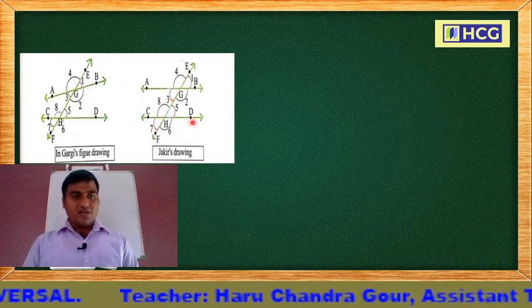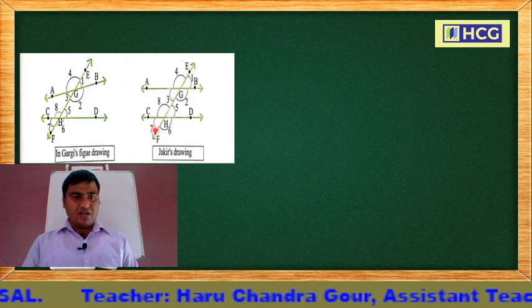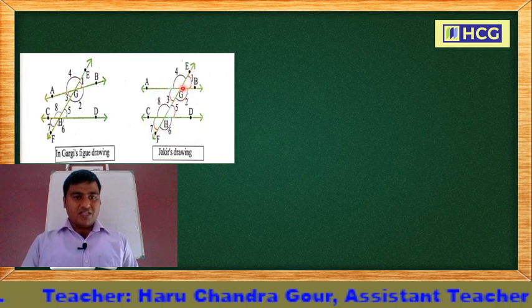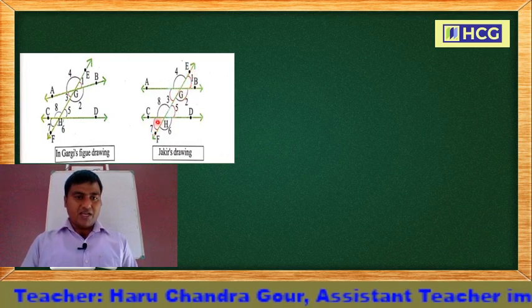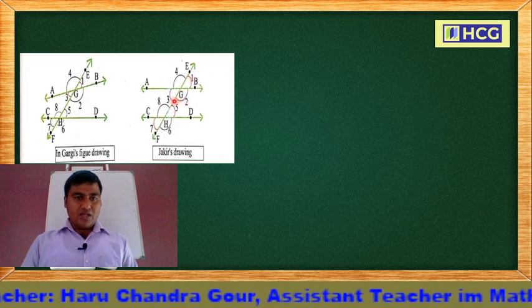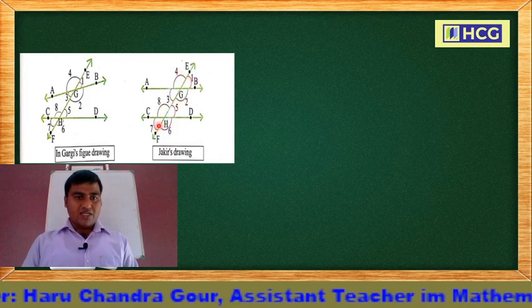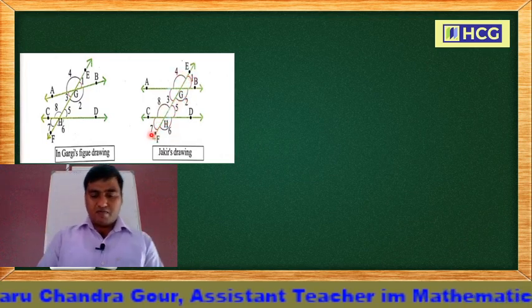AB and CD are two parallel lines and EF is a transversal. These two lines intersect at the points G and H, and angle 1, angle 2, angle 3, angle 4, angle 5, angle 6 and angle 7 are formed.